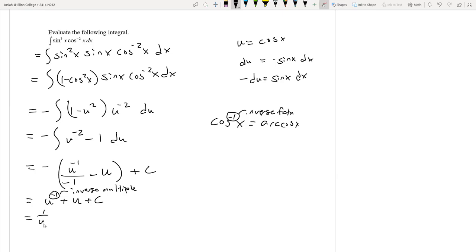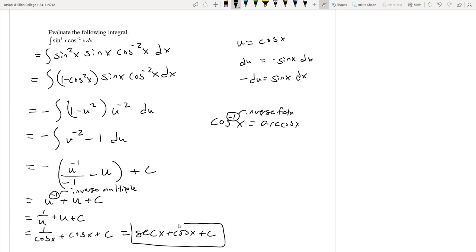Inverse multiple, we should actually write this as 1 over u, just so that we can avoid potentially getting those mixed up. So we have 1 over cosine of x plus cosine of x plus c, which would end up giving us secant of x plus cosine of x plus c. So we'll never, ever, ever write cosine with a little negative 1 to mean the multiplicative inverse, because we would just write secant instead. That negative 1 on any of these trig functions will always mean the inverse function. So please don't get that mixed up.